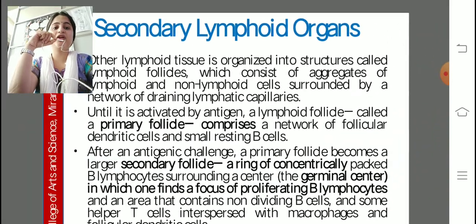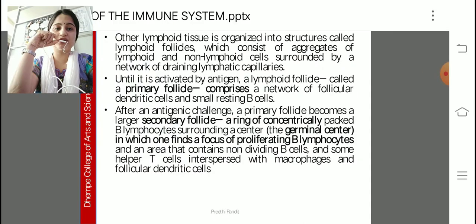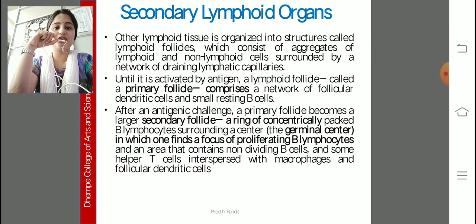Okay, now we'll talk about the secondary lymphoid organs. The secondary lymphoid organs comprise structures called lymphoid follicles, which consist of aggregates of lymphoid and non-lymphoid cells surrounded by a network of lymphoid capillaries. Only when it is activated, the lymphoid follicle, which is the primary lymphoid follicle, will make the network of follicular dendritic cells and B cells.